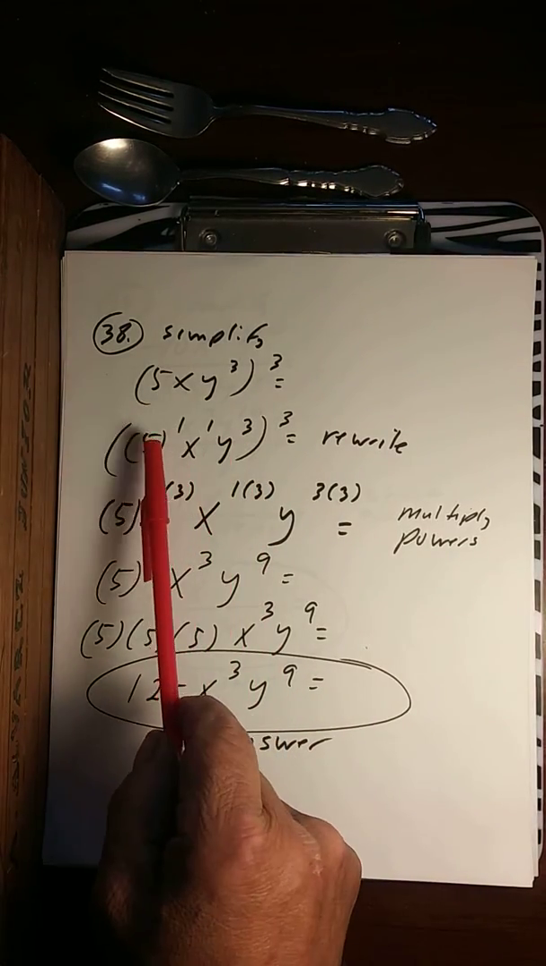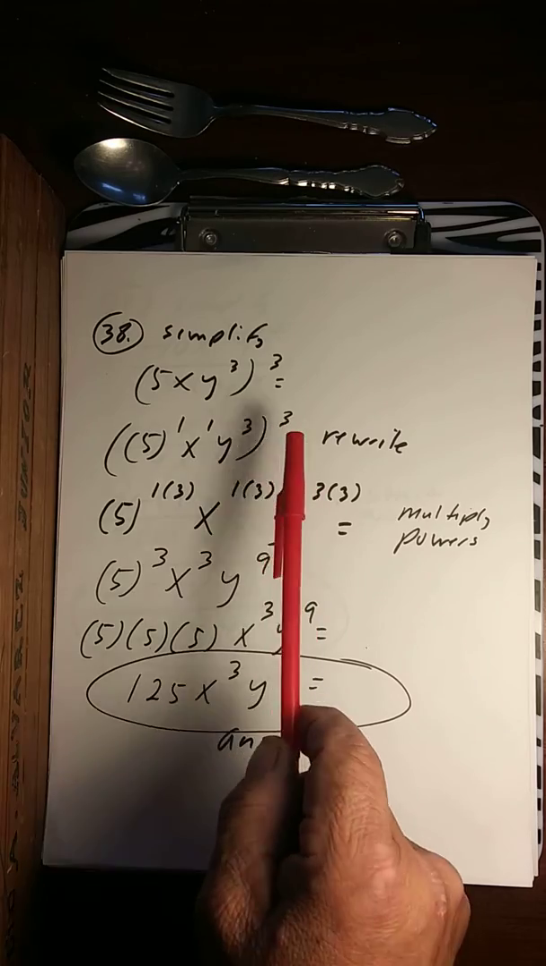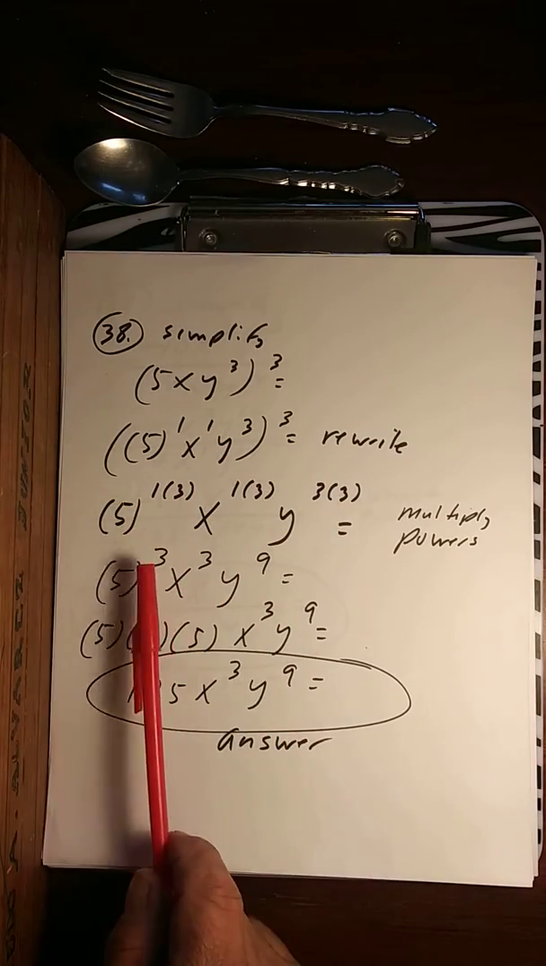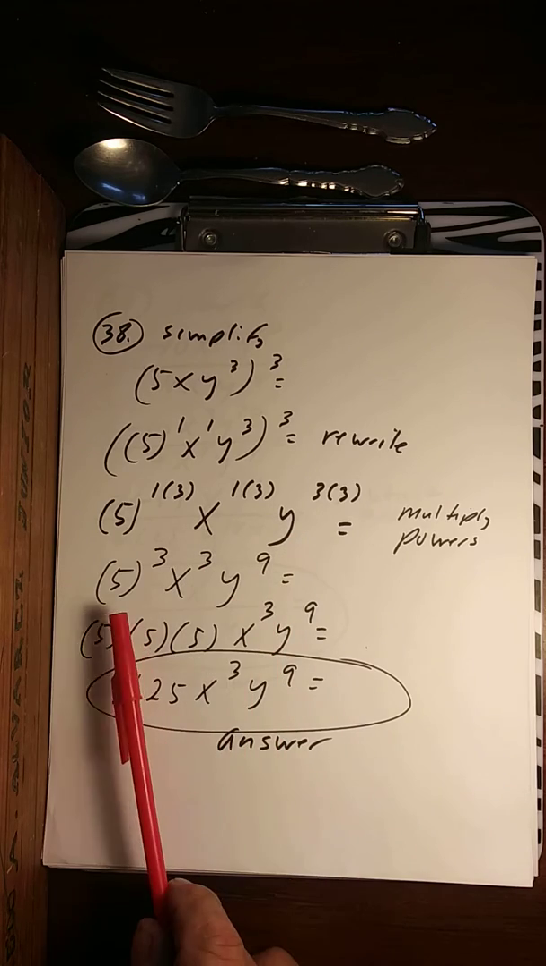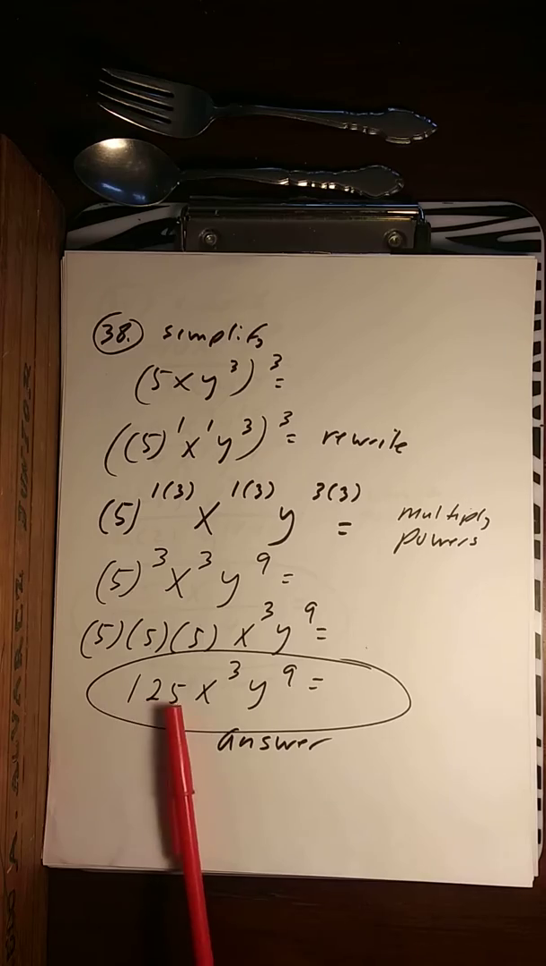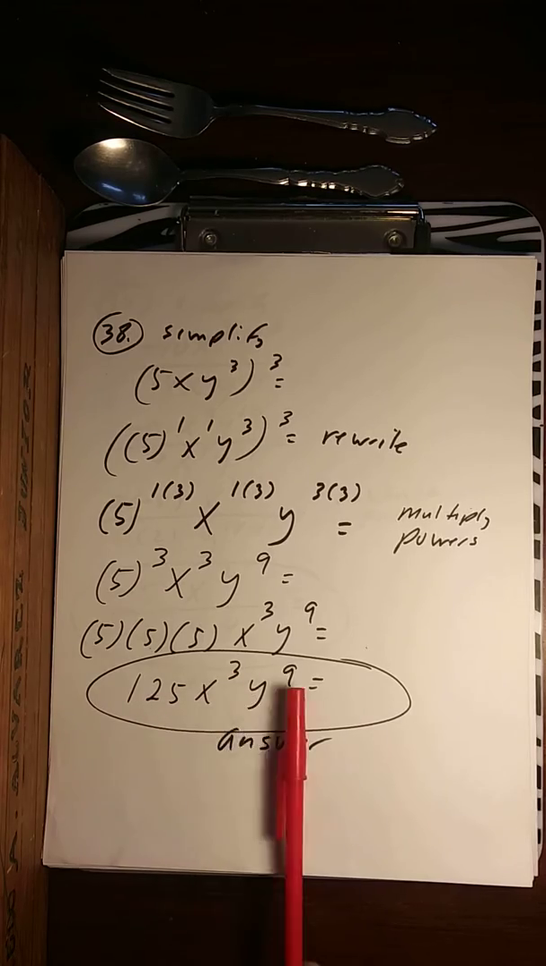Simplify this. Multiply each of the powers by 3. 1 times 3, 1 times 3, 3 times 3. That's going to give you 3, that's going to be 3, that's going to be a 9. So now 5 cubed means 5 times 5 times 5. 5 times 5 is 25, times 5 is 125. x to the 3, y to the 9.